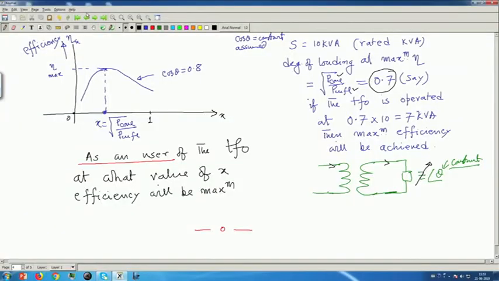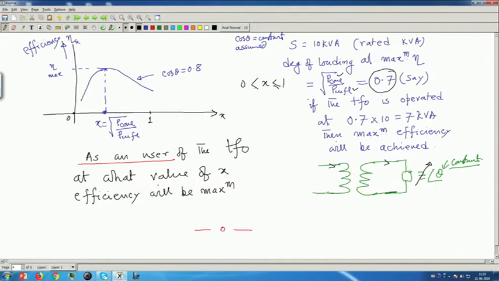Welcome to the 21st lecture on electrical machines 1, and we are discussing how to estimate the efficiency of the transformer. If you see the previous lecture, this is the end result I have got: efficiency versus degree of loading. And we found that efficiency occurs at a maximum value at a certain value of x. X, as you know, is a number between 0 and 1, where 1 is the full load condition.